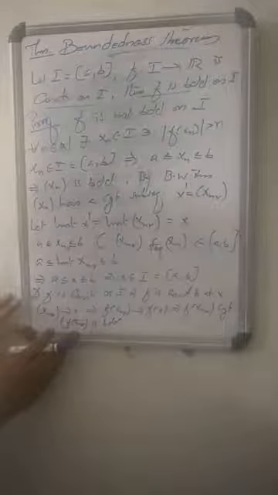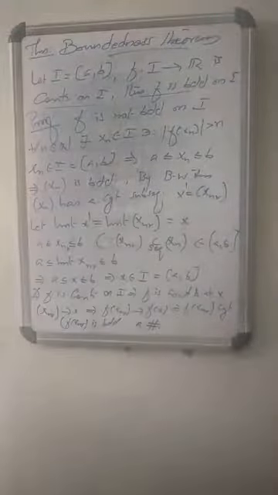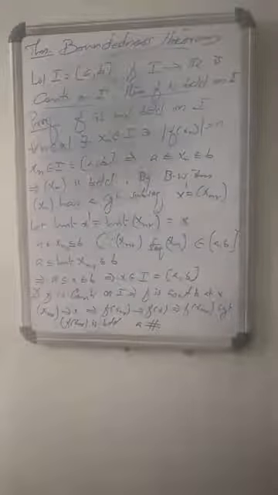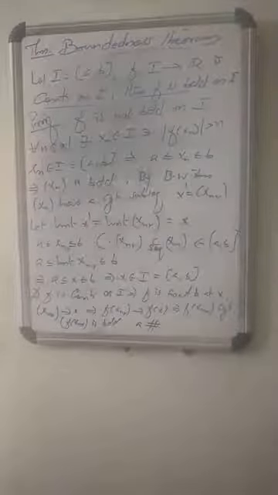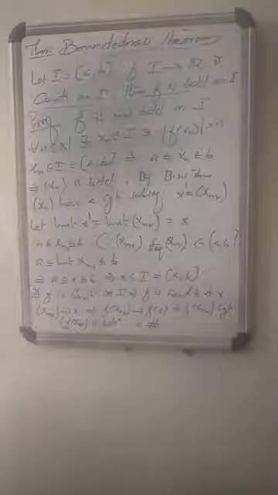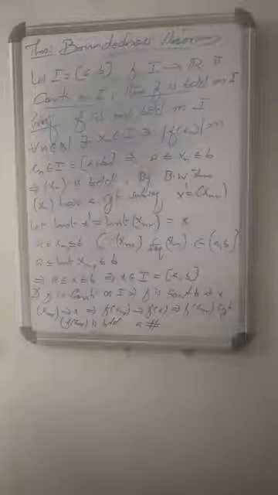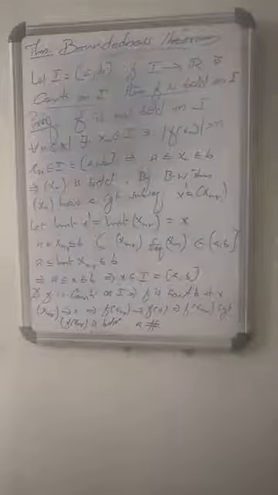But what is our assumption? We assumed that f is not bounded. So this is a contradiction to the unboundedness of f. This contradiction is due to our wrong assumption. Therefore, f is bounded on I. So this is the boundedness theorem. The boundedness theorem states that if f is continuous on a closed and bounded interval, then the function is bounded on that interval.